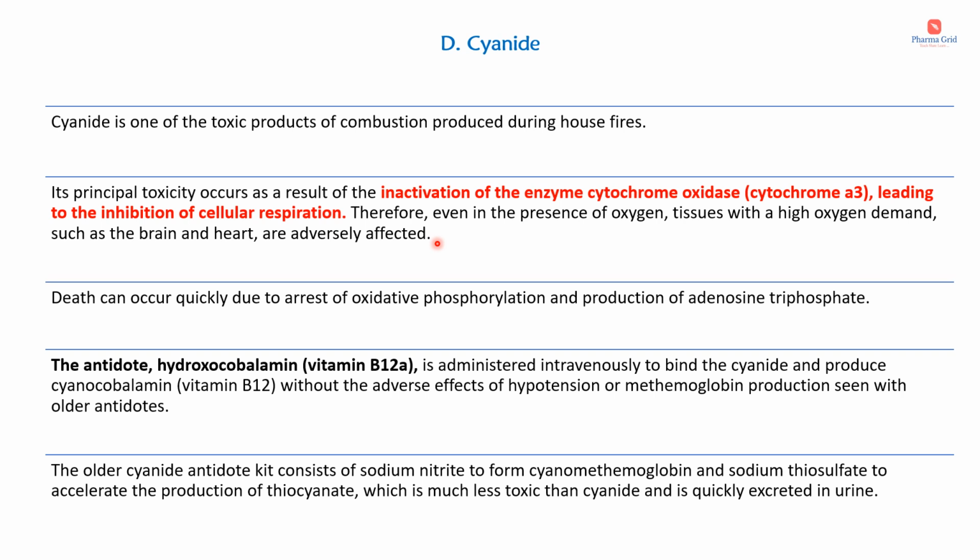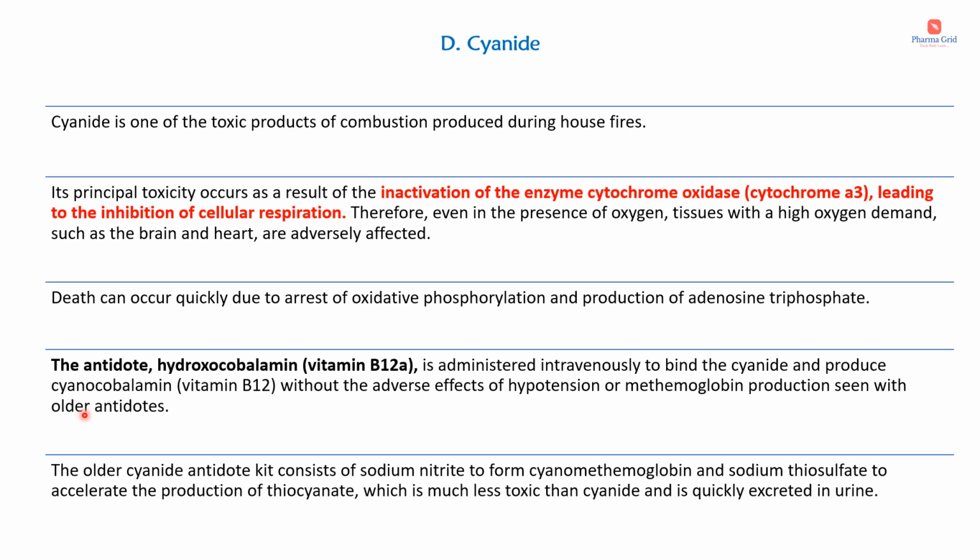adversely affected. So the mechanism by which cyanide causes toxicity is mainly through the inactivation of the enzyme cytochrome oxidase, leading to the inhibition of cellular respiration. Death can occur quickly due to arrest of oxidative phosphorylation and production of adenosine triphosphate. The antidote for cyanide poisoning is hydroxycobalamin, that is vitamin B12a. It is administered intravenously to bind the cyanide and produce cyanocobalamin, that is vitamin B12, without the adverse effects of hypotension or methemoglobin production seen with older antidotes.